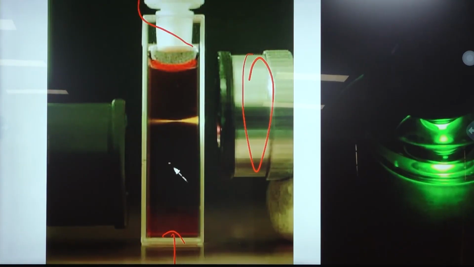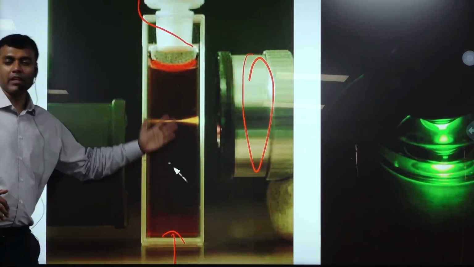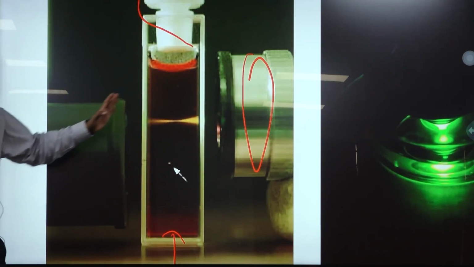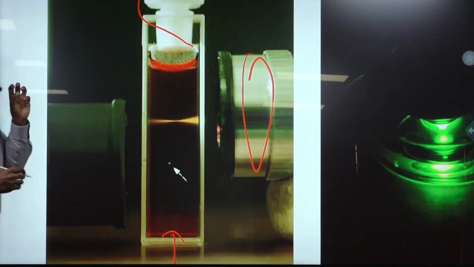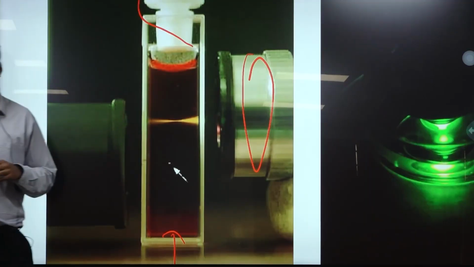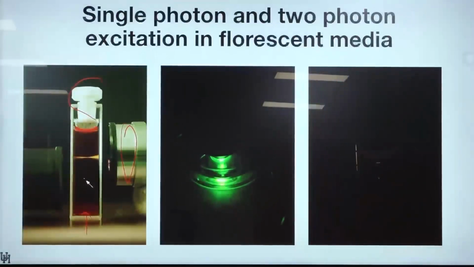So this is an advantage. This doesn't work for all kinds of media. Only for some special types of materials this will work. But when it works, you can get a very tight focus and a very small spot with this two photon process. This is shown in a slightly different way. You get light from all different places.